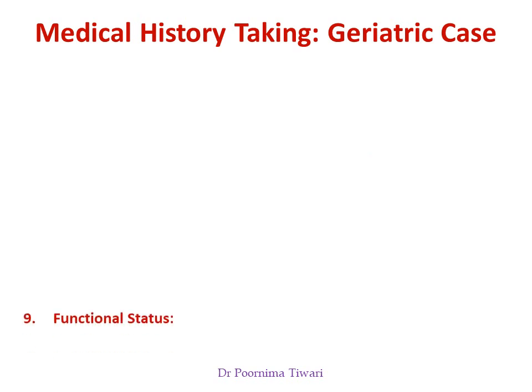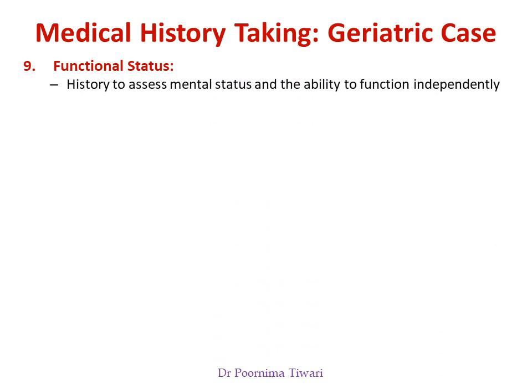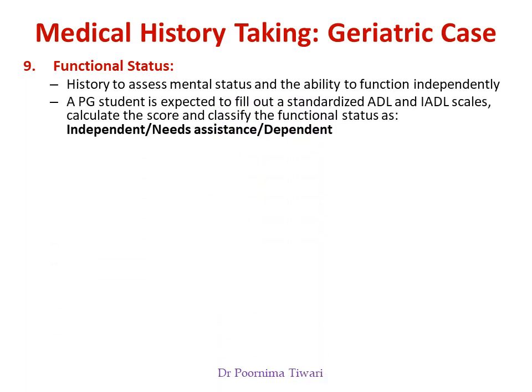Then history to assess the functional status of the elderly. So you assess the mental status and the ability to function independently. And then you report to the examiner the elderly as independent or needs some assistance or totally dependent. A PG student is expected to fill out standard scales for assessing the functional status, and these are activities of daily life and instrumental activity of daily life scales. Scoring system is applied, and then according to the score they can classify whether the elderly is independent, needs assistance or dependent.